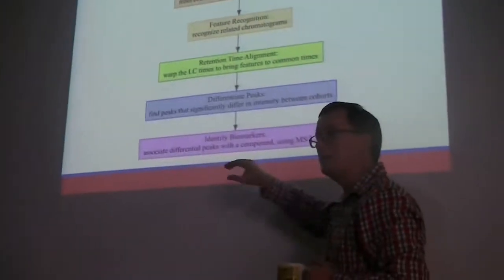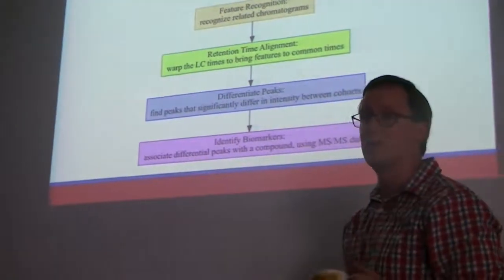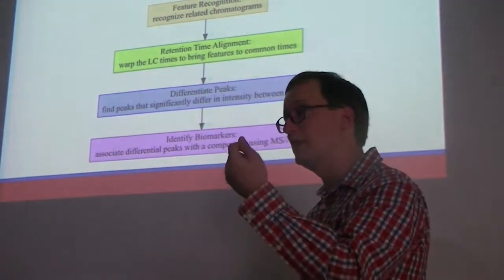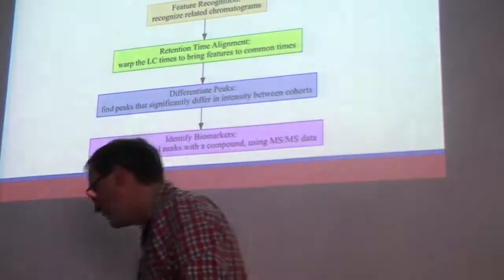Differentiation, to find which peaks actually change in intensity between the two. And then identifying those biomarkers. So only at this last step in metabolomics do we frequently determine what the identities of these molecules that differ would be.